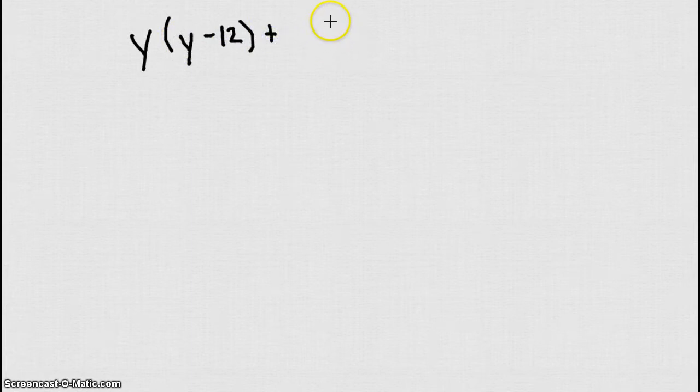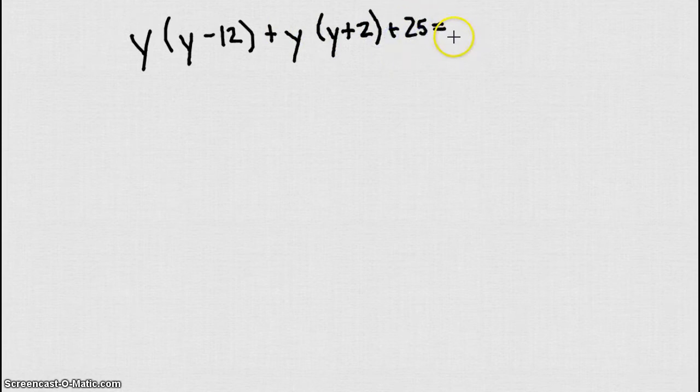Now what if we had a situation where we wanted to solve an equation? We have polynomials on both sides of the equation. So let's look at this. We want to solve it for y. So we have y times the quantity y minus 12 plus y times the quantity y plus 2 plus 25 equals 2y times the quantity y plus 5 minus 15.